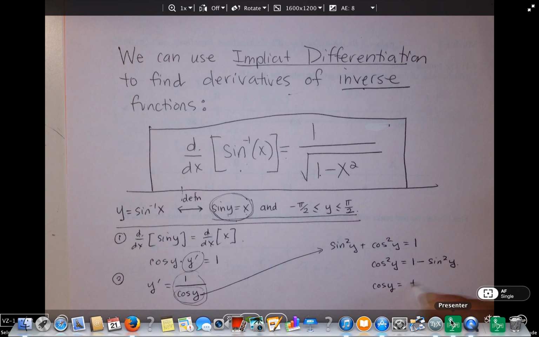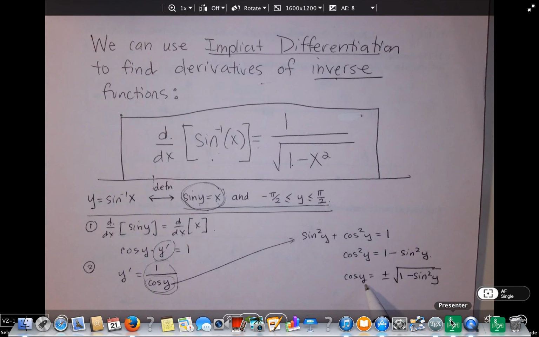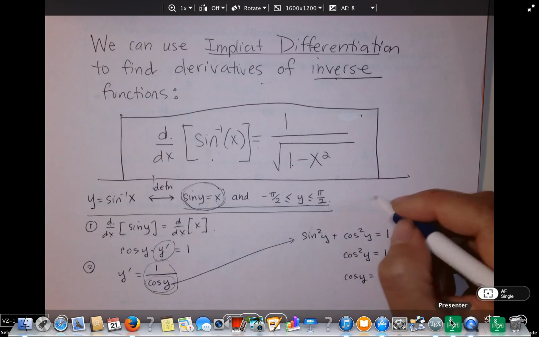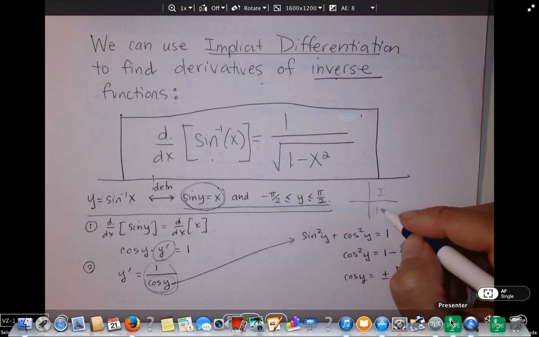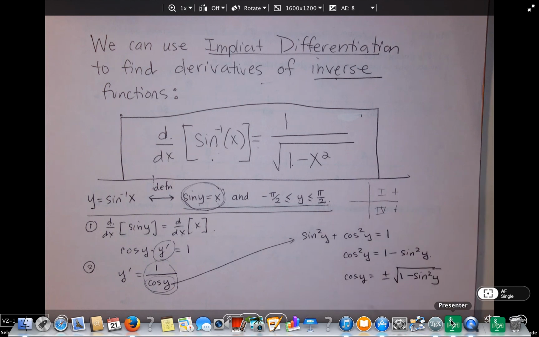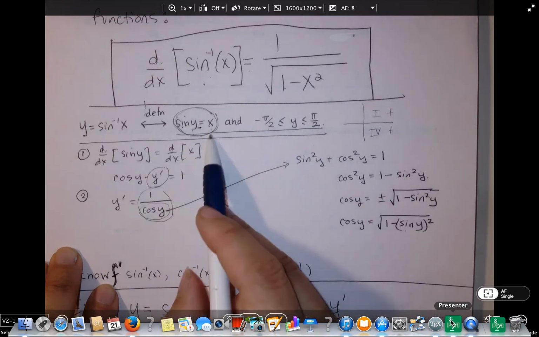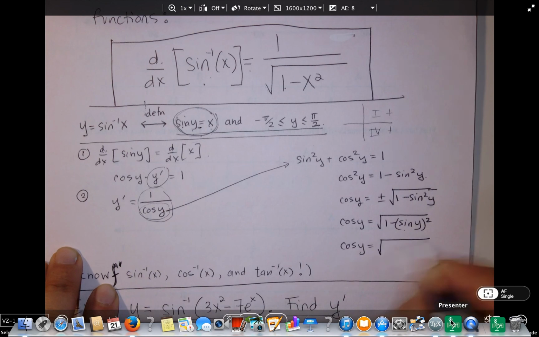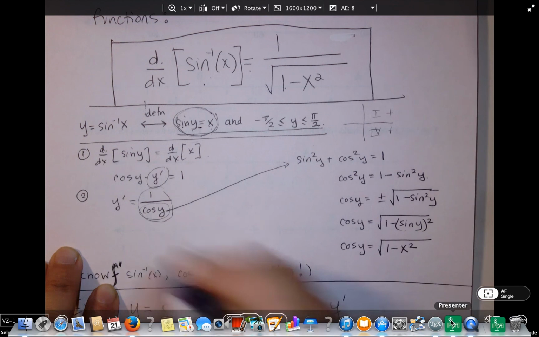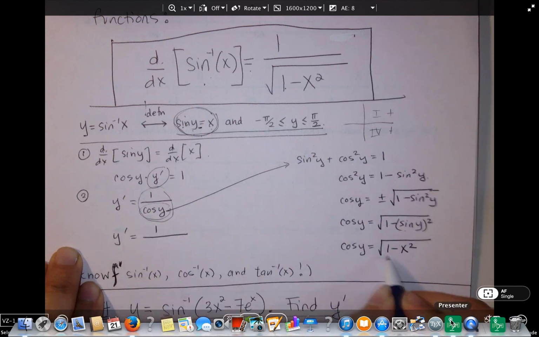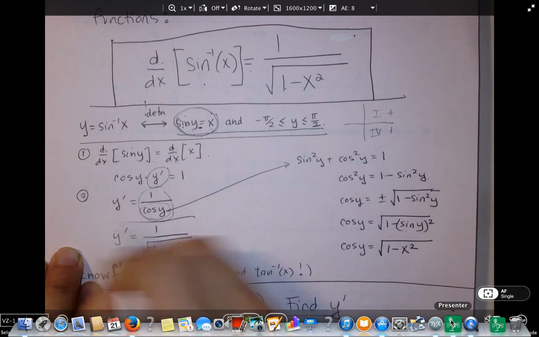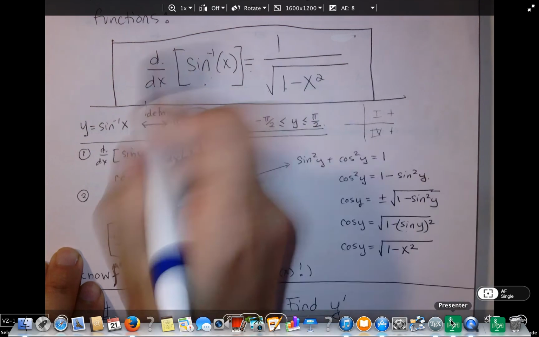Solving for cosine y, I get plus or minus the square root of 1 minus sine squared y. One thing to notice is that y is between negative pi over 2 and pi over 2, so it's in either the first quadrant or the fourth quadrant, which means cosine is positive. So I can reduce to this case. The second thing to notice is that we said sine of y is equal to x, so using this, I'm going to rewrite cosine y as the square root of 1 minus x squared. Okay, so this allows me to rewrite this as 1 over the square root of 1 minus x squared, and there I have my derivative of arcsine, and that's where this rule follows from.